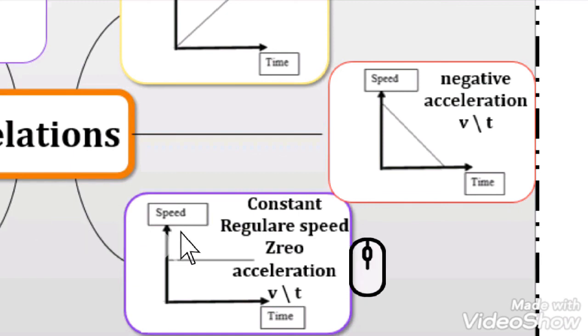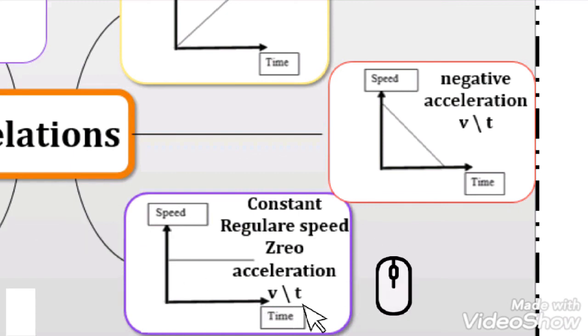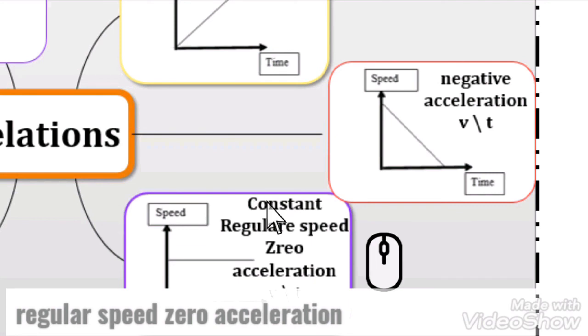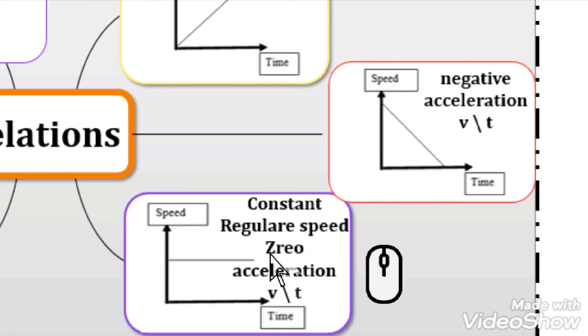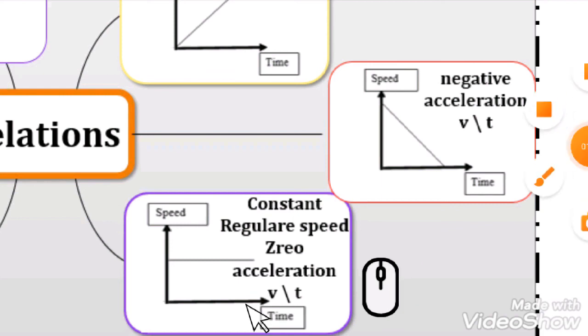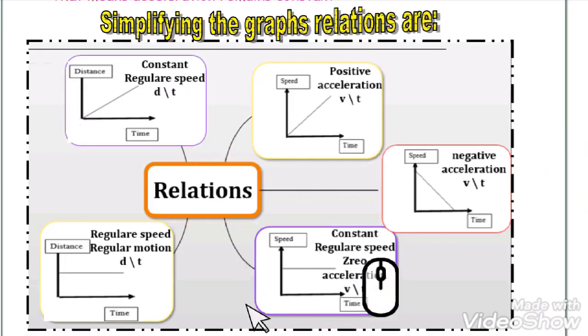And if we have a straight line that is parallel to the time axis, this is a constant regular speed, or the case of zero acceleration. These are the cases that we have about the graphs of the speed and acceleration. We will make exercises about them in the next video, inshallah.